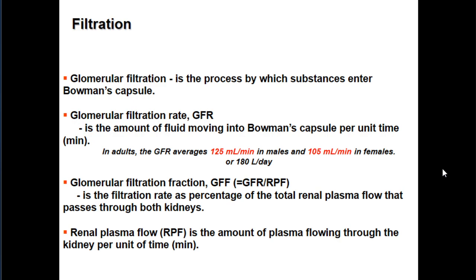Now let's discuss a few definitions which you need to know if you want to understand filtration. Glomerular filtration is the process by which substances enter the Bowman's capsule, and you need to know glomerular filtration rate, which is known as GFR. That's the amount of fluid moving into the Bowman's capsule per unit time. In adults, the GFR averages around 125 milliliters per minute, or 180 liters per day. Renal plasma flow is the amount of plasma flowing through the kidney per unit of time, usually per minute.